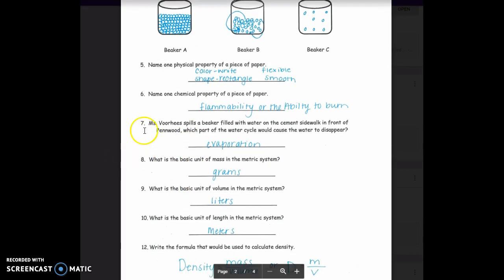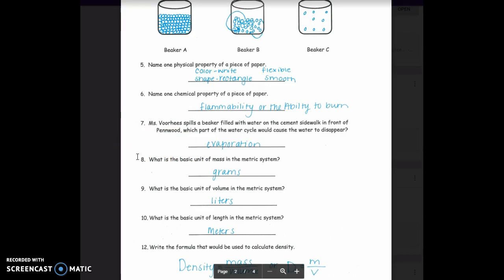So number 7, it says Mrs. Voorhees spills a beaker filled with water on the cement sidewalk in front of Penwood. Which part of the water cycle would cause the water to disappear? So if it's going from a liquid on the sidewalk and the hot sun beats down on it and then it turns into a gas, that's called evaporation.